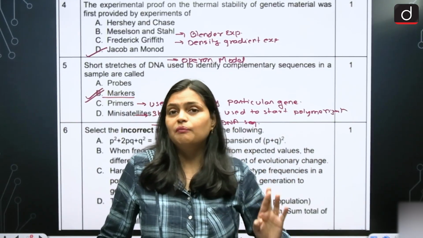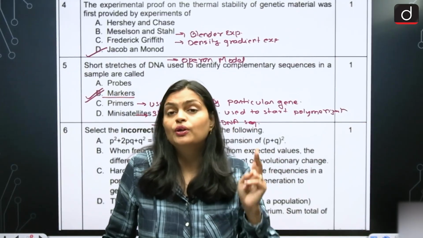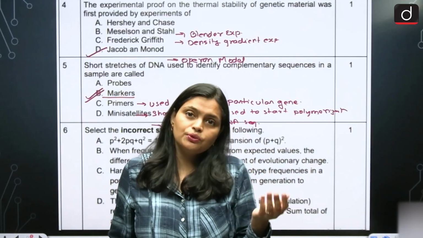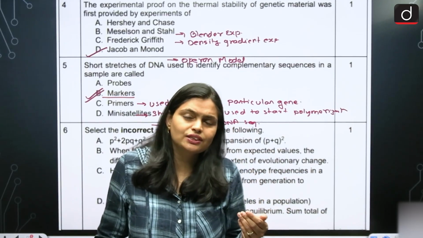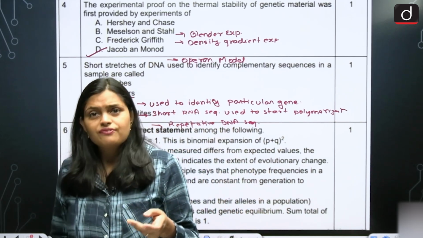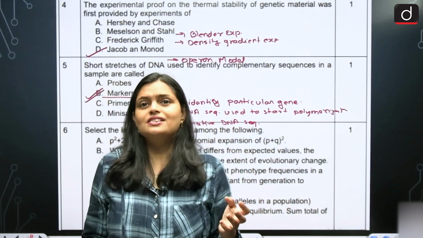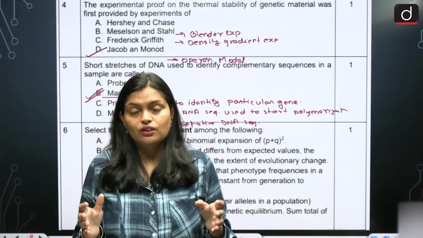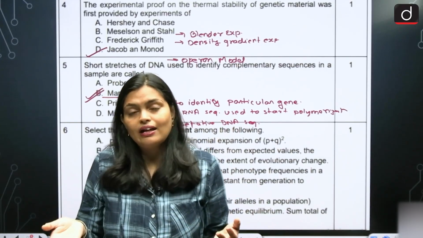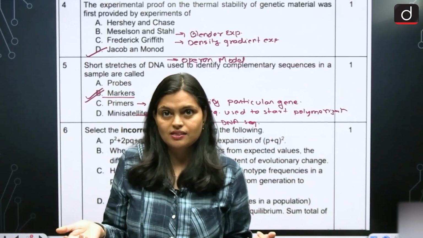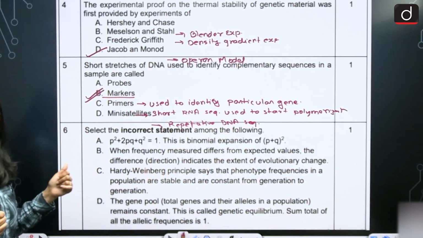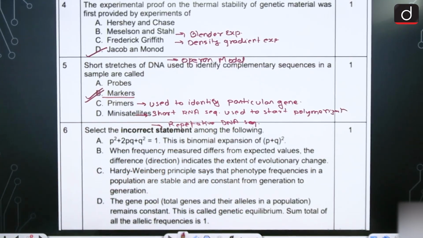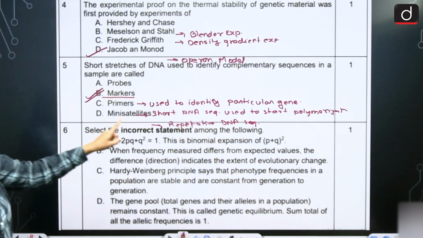But the Hardy-Weinberg equilibrium got disturbed due to mutation, due to natural selection, due to genetic drift, right? So these are the factors which change the allelic and the genotypic frequency. Due to which the equilibrium got disturbed. So now you have to select the incorrect.